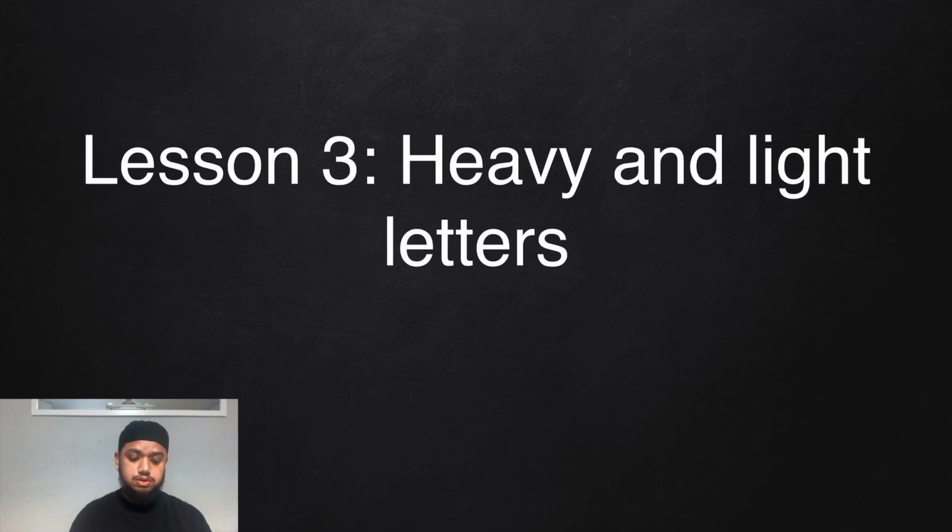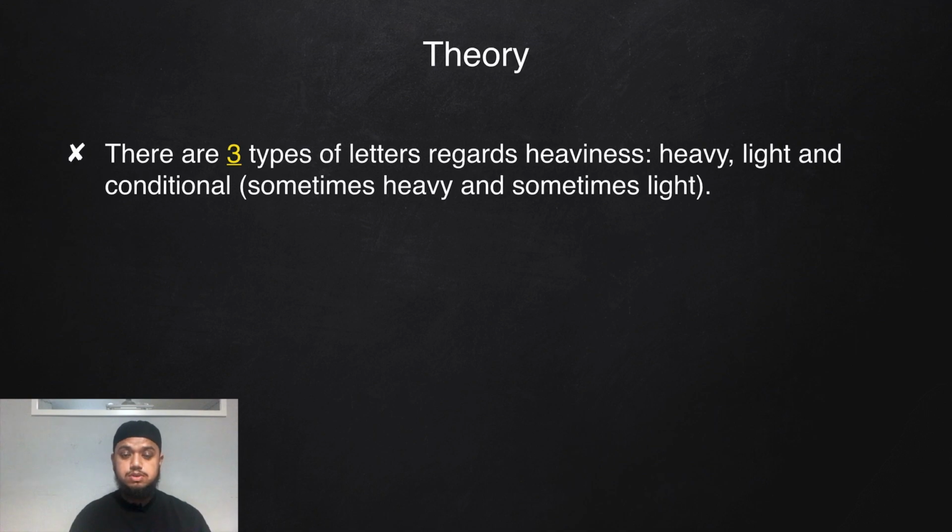So today we will cover lesson number 3, heavy and light letters. In Arabic, when reciting the Glorious Qur'an, there are 3 types of letters. There are heavy letters, there are light letters, and there are conditional letters, those that are sometimes heavy, sometimes light.